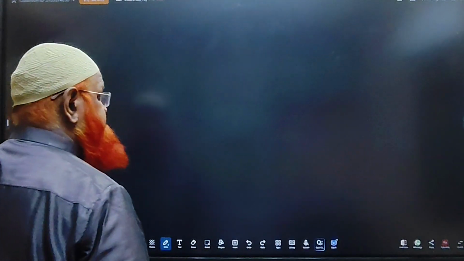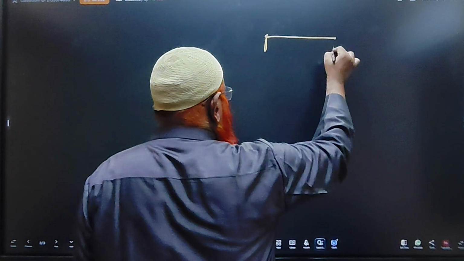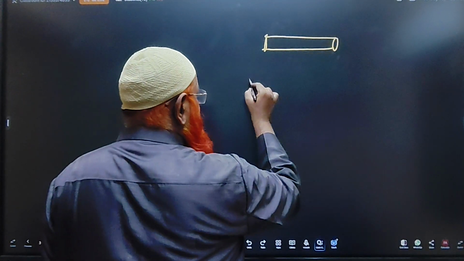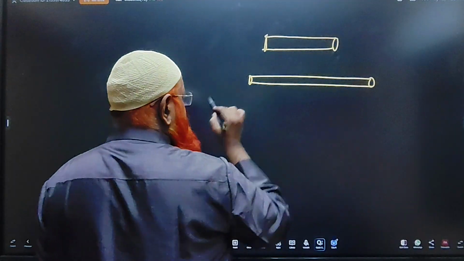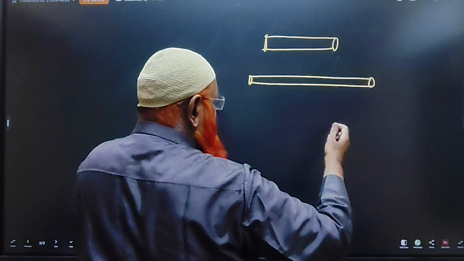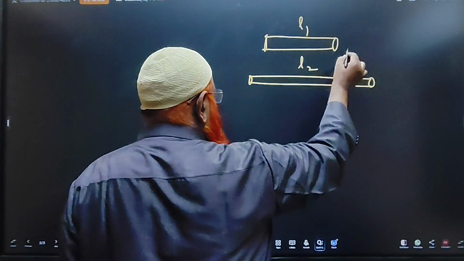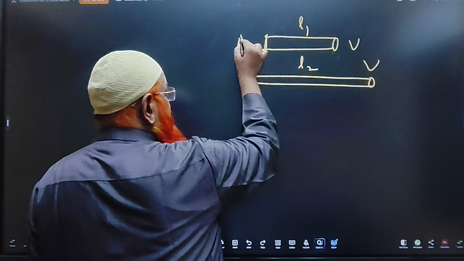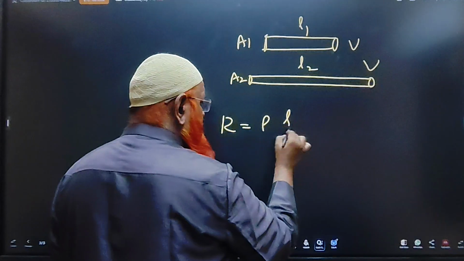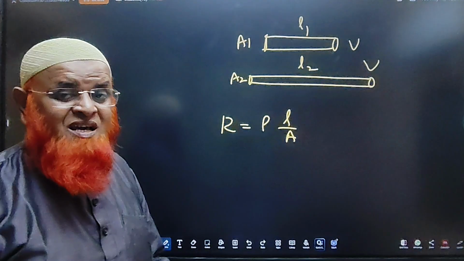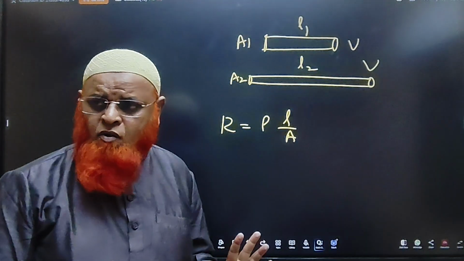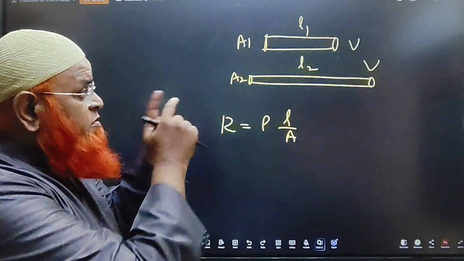The next thing is here. This is a wire now. Now we are considering that you are melting and stretching. Previously length was L1, here length was L2, volume was same. Area was A1, here it is A2. So now the same formula I am using, rho L by A. Now I don't want the relation between resistance and length. I want the relation between resistance and area now. And volume is constant here.